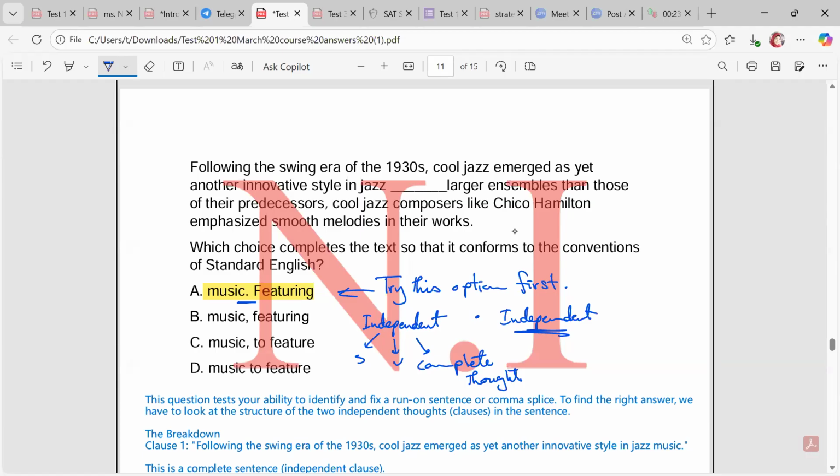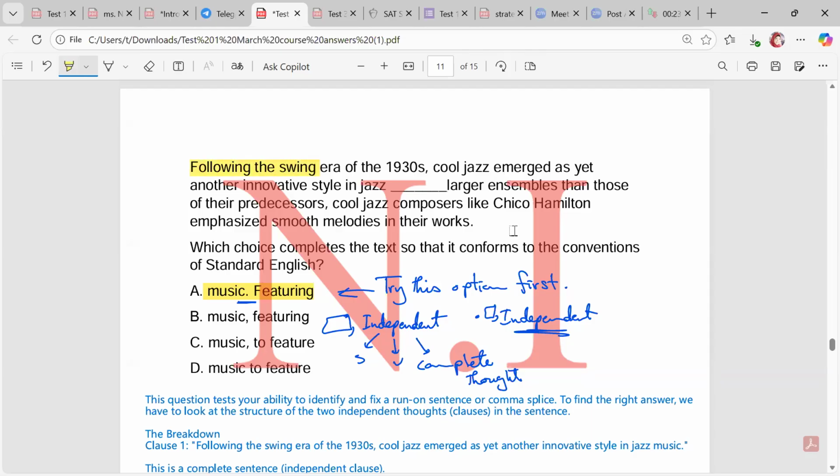The SAT sometimes makes it a little harder by putting an introductory part here and here, and I don't care about introductory parts. It gives you non-essential information in the independent clause, but you have to focus on the subject, the verb, and the complete thought in order to choose the period. Let's see.